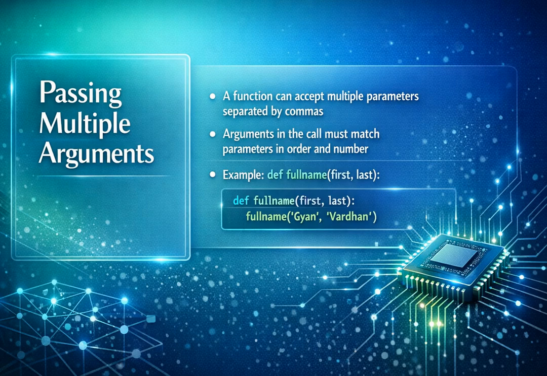A function can accept multiple parameters separated by commas. For example, def fullname accepts first and last as 2 parameters. When calling the function, you provide 2 arguments in the same order: first name, then last name. The function then concatenates them.